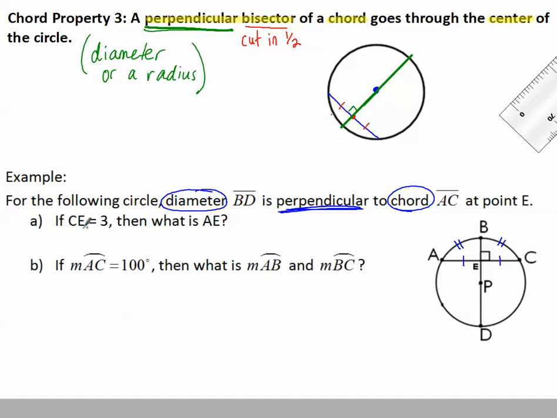Part A, if CE equals 3, then what is AE? CE is 3, so AE also has to be 3. AE equals 3. We marked it congruent, so the rest is just filling in the blanks. Second, if the measure of arc AC is 100 degrees, so arc AC from here all the way to here, 100 degrees, then what is the measure of arc AB and the measure of arc BC? Well, if we know arc AB is congruent to arc BC and the whole way across is 100, then all we have to do is split up the 100 into two congruent parts. So each one is 50 degrees.